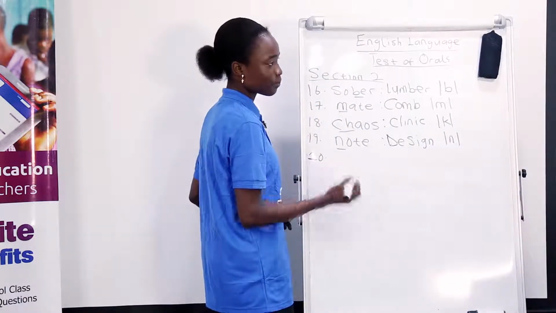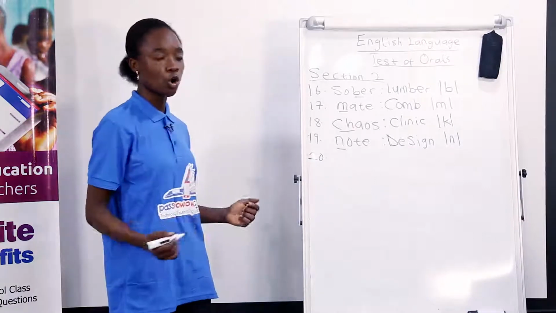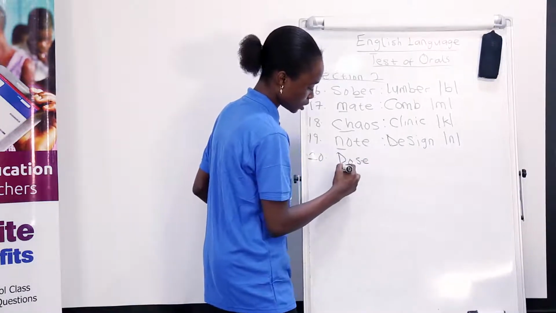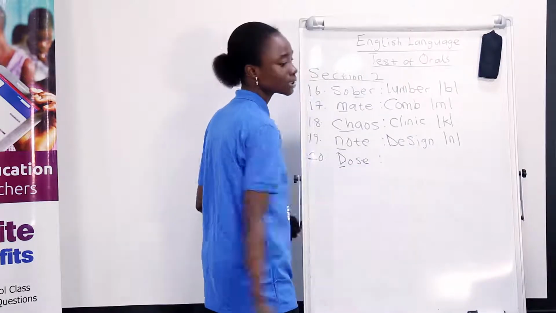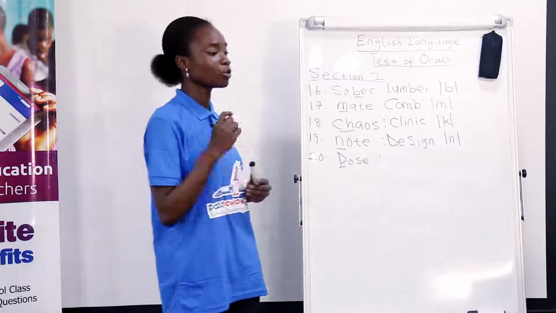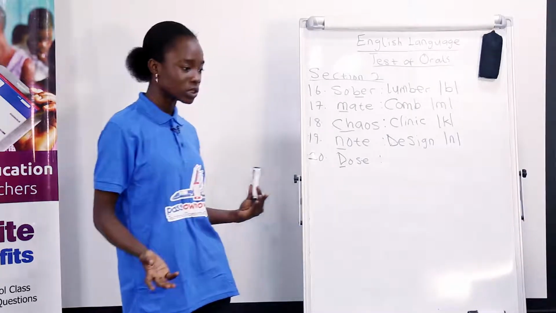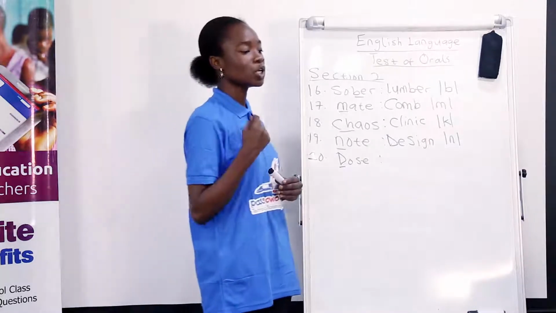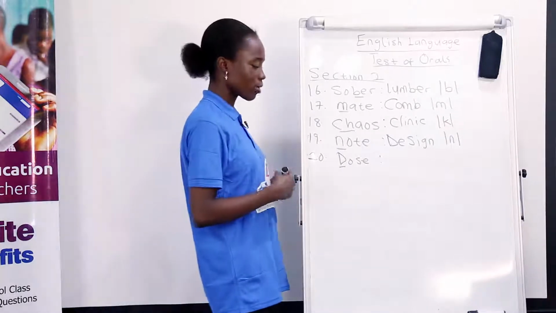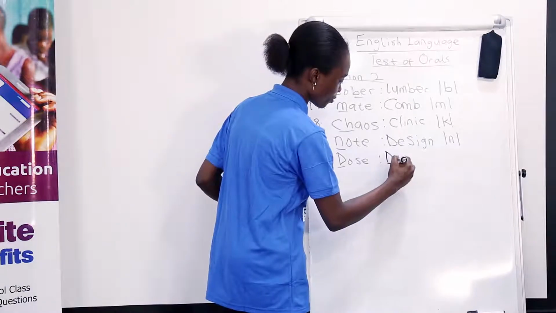Number 20, we have those. Option A, we have debris. Option B, we have goals. Option C, we have goose. And option D, we have lose. So the correct answer is debris.